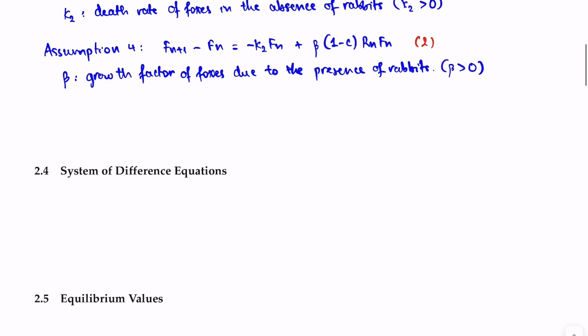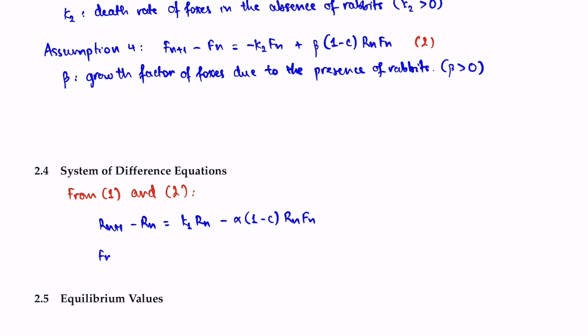Then from equations 1 and 2, we have the system of the form: R sub n plus 1 minus R sub n equals k1 times R sub n minus alpha times 1 minus c times R sub n times F sub n.